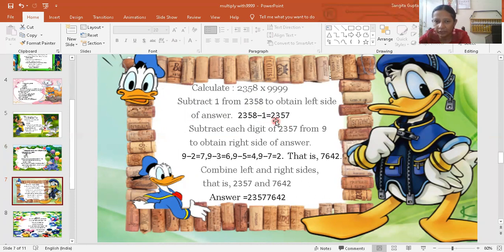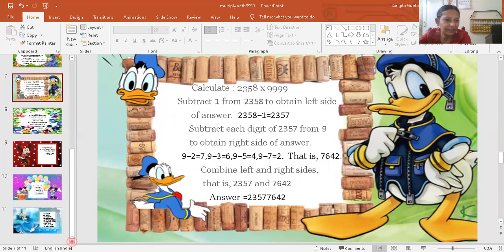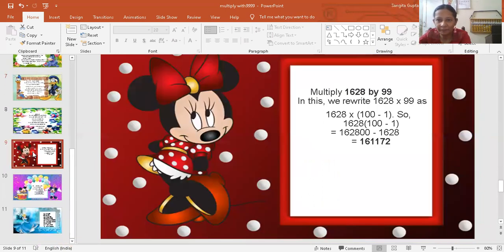You will get 2357. Then you have to subtract this 2357 from the 9999, so you will get 7642. Now you combine these: 2357 you write down here, then 7642 you write down here. I have done this just to show you how fast you can do it now, as you have learned it. So let's take some other example also. I hope you like it. Now it is easier for you to understand.